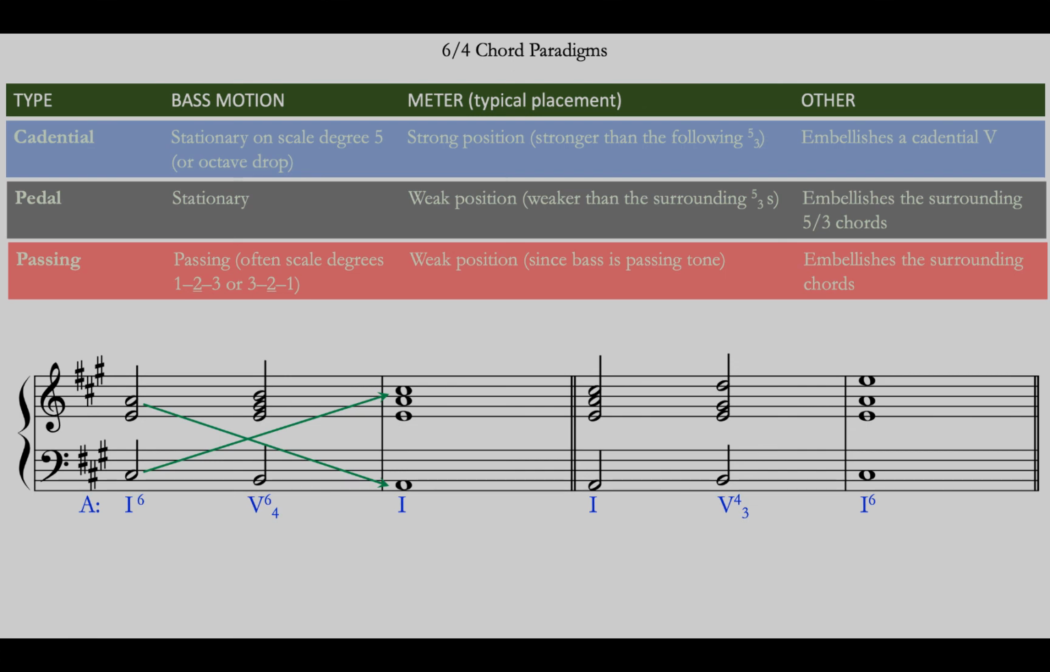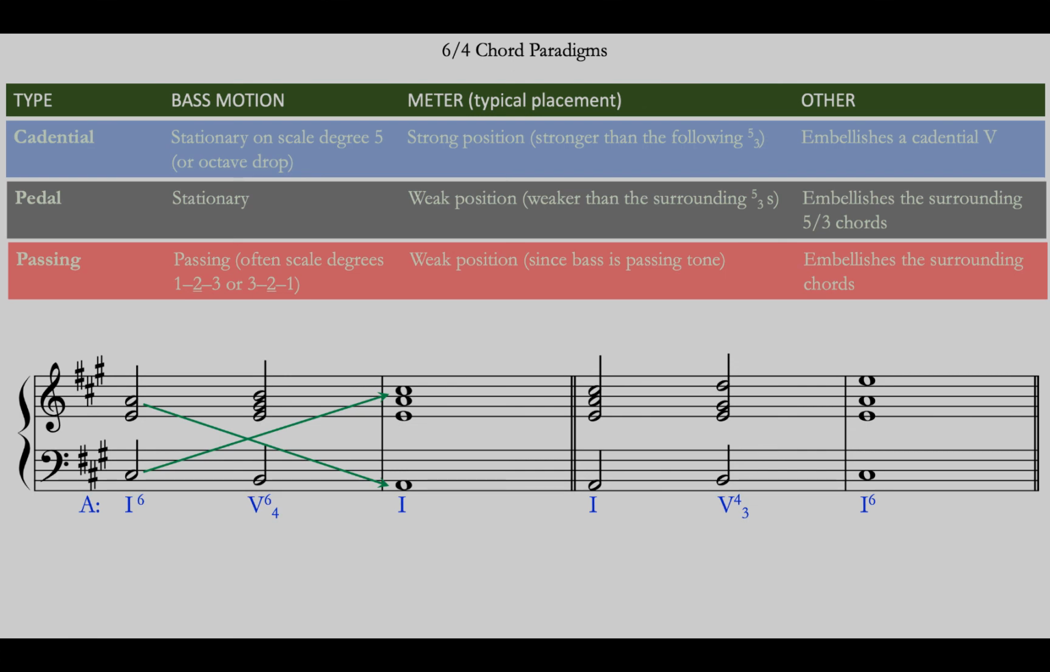In the first part of the example, we're moving from 1/6 through a passing 6/4 down to 1. Since passing tones tend to fall on weak positions, passing 6/4s also tend to fall on weak positions, that is, a weaker position than the chords that surround it.